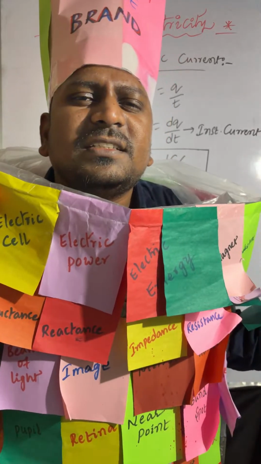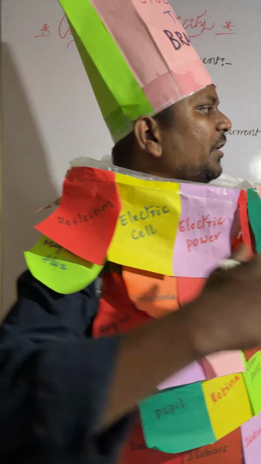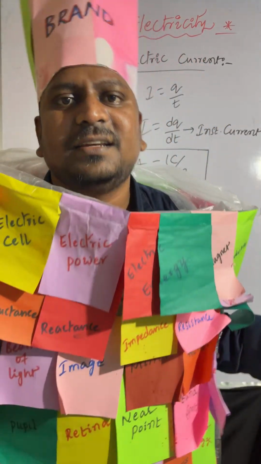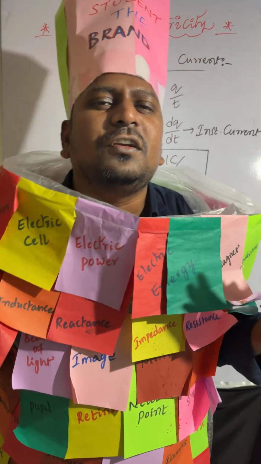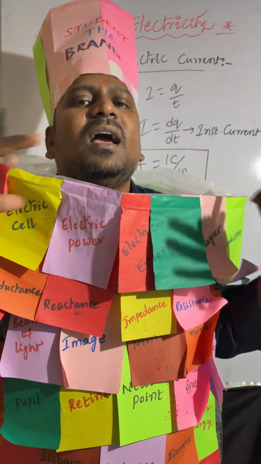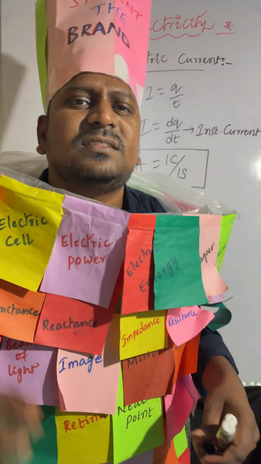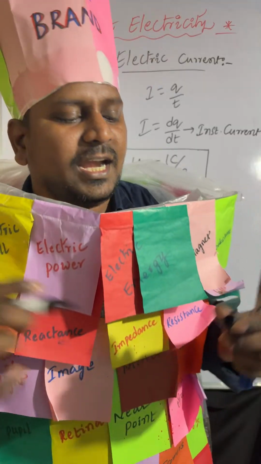1 ampere is defined as 1 coulomb of charge flowing through unit cross-sectional area per second, and that is called electric current.